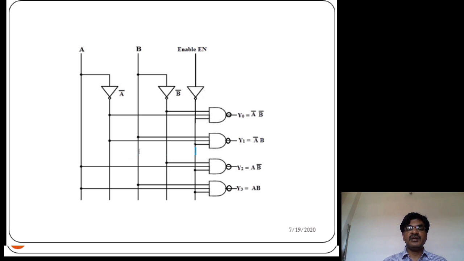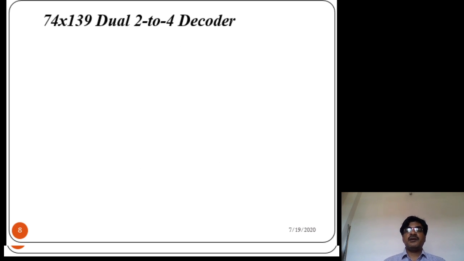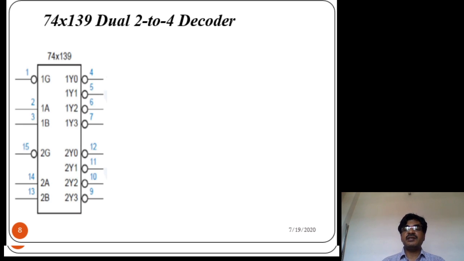Okay, now coming to the IC versions. One IC is 74139. It is a dual 2 to 4 decoder. What does it mean? This IC consists of two 2 to 4 decoders. It has two 2 to 4 decoders. Let us see the pin diagram of this IC.